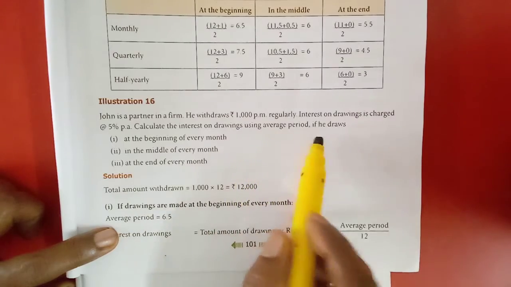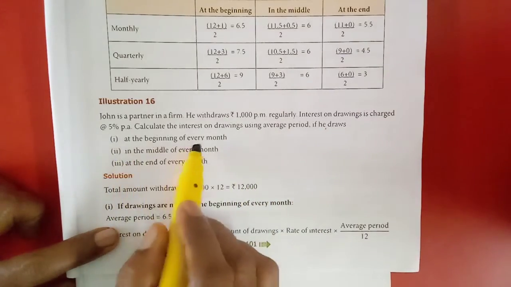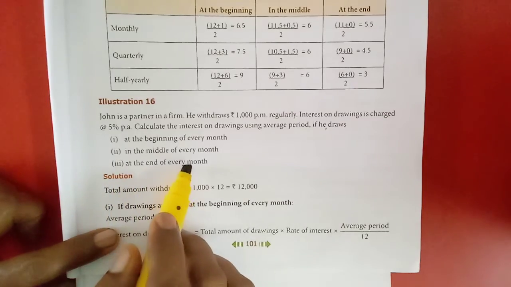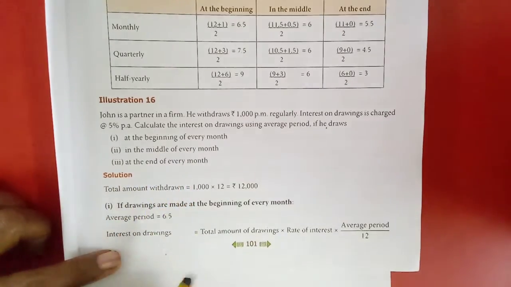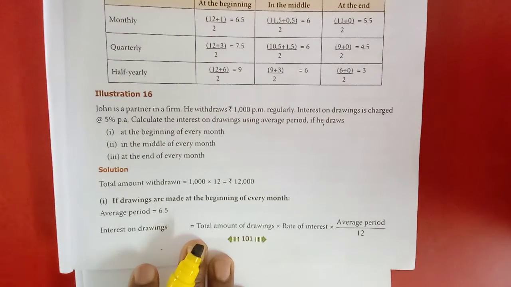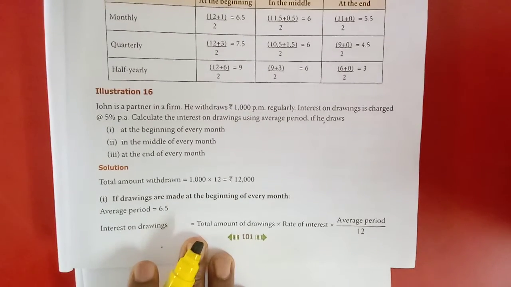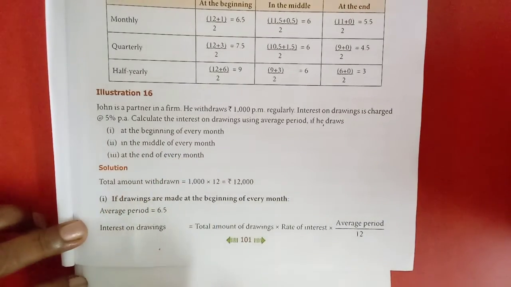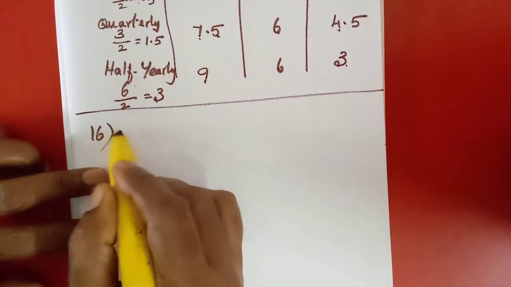Okay, average method. Here, he may draw at the beginning of every month, in the middle of every month, or at the end of every month. That is what they have given. So here only monthly drawings have been taken, isn't it? For the month, for the beginning we need to add 0.5, so 6.5 by 12. Middle, 6 by 12. Then for the end, 5.5 by 12. That's all. Okay. So, what is the formula for this one?